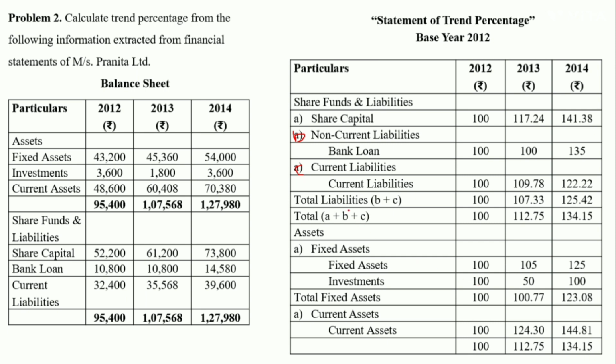Also, we can see the share capital. Share capital shows the increasing trend. It shows overall good financial condition of the business. This is the interpretation of the statement of trend analysis. Okay. Thank you.